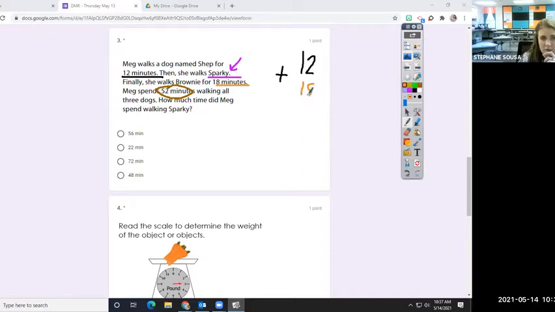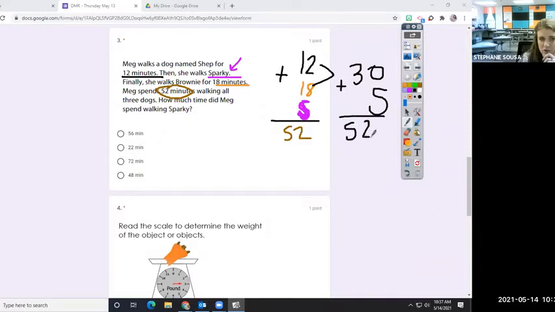We know Brownie was 18 minutes. We know that we've got to add in Sparky, which is an S, and all together, that is going to give us 52 minutes. So the question is, what does Sparky equal? Okay, let's figure out what we do know. 12 plus 18 is equal to 30. 30 plus Sparky is equal to 52. So we've got to figure out what is here. So let's fact family it up.